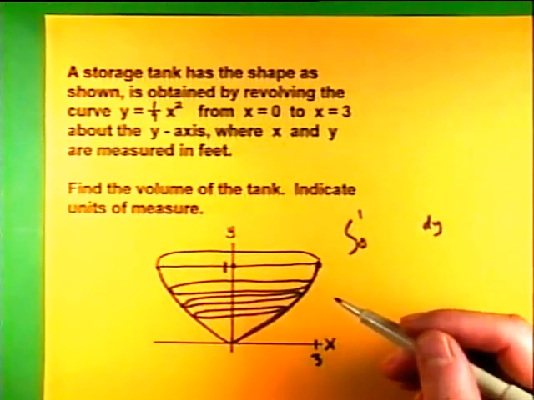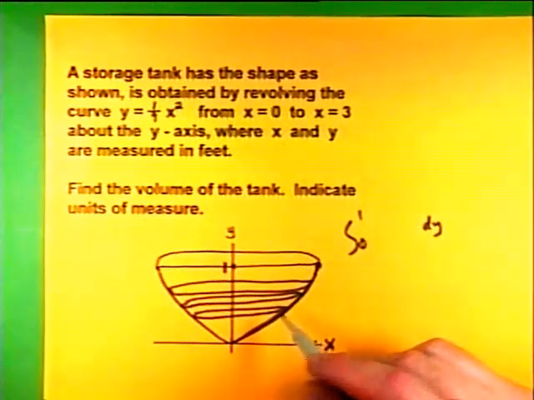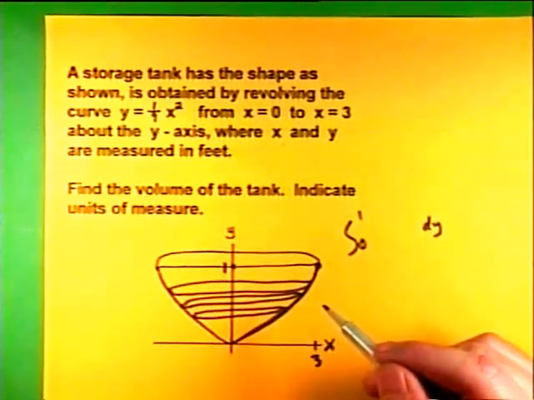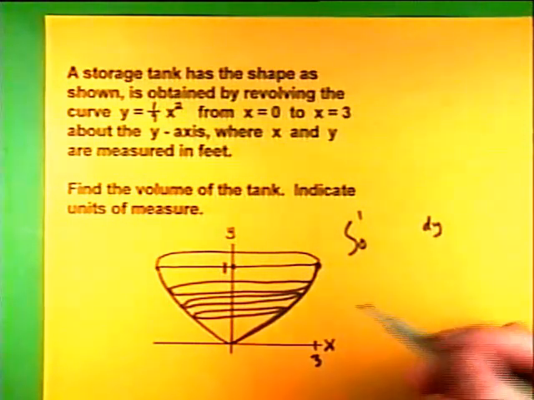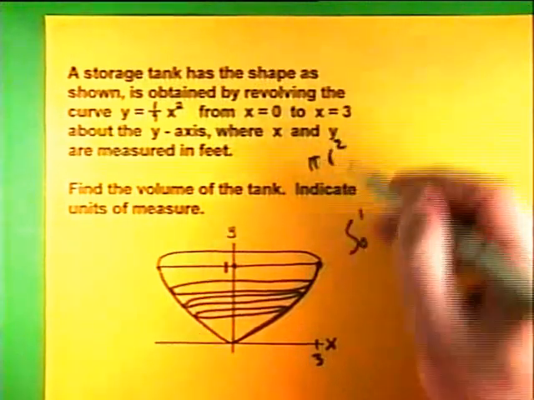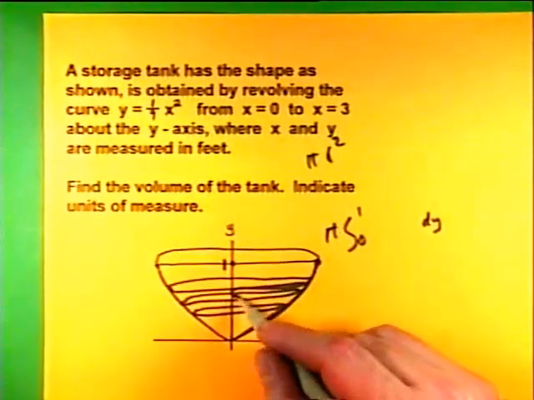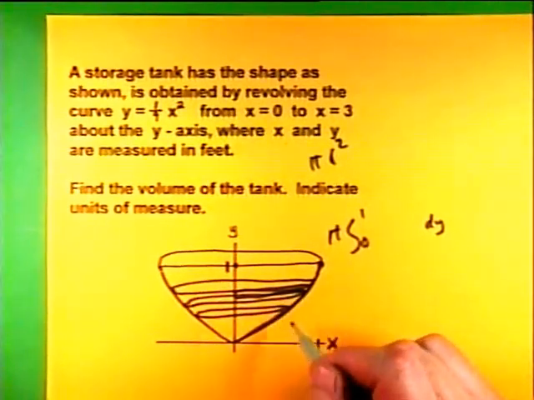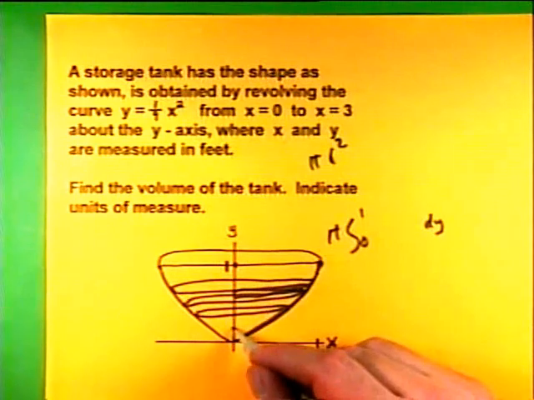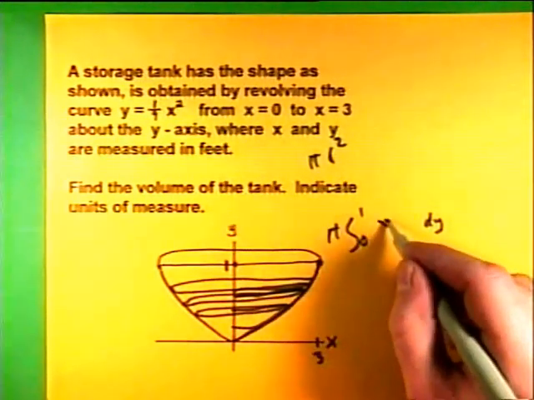So therefore, then it's just a simple volume problem. If there's no hole, what's the formula every time? Pi r squared. Okay, now what is the r? It's the radius, and what's the radius? The radius varies. Oh, x. The radius is x. Excellent.